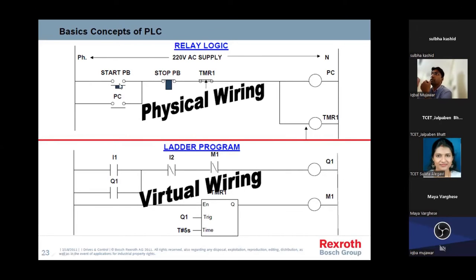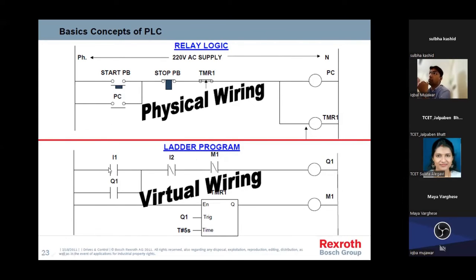Here we are using the physical switches. These are the push button, normally open push button, normally closed push button. This is a timer relay. Here some count outputs are there, PC and timer. But the same thing, if I want to develop with the help of ladder coding, which is virtual wiring, I explained previously that we need to upload inside the PLC.